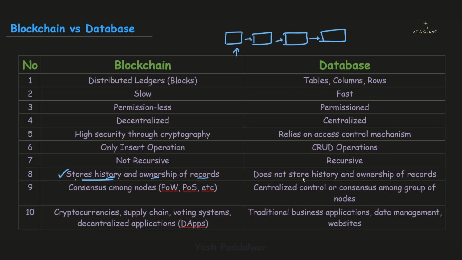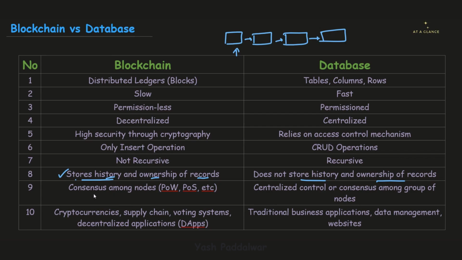Whereas a database does not store history as well as ownership of records. In databases, every single transaction history may not be stored because there are certain stages where that particular set of records will be deleted by the owner. So that history won't be stored. Once a record is deleted, it is permanently deleted. The information associated with that particular record won't be retrieved or stored. So that was the difference.